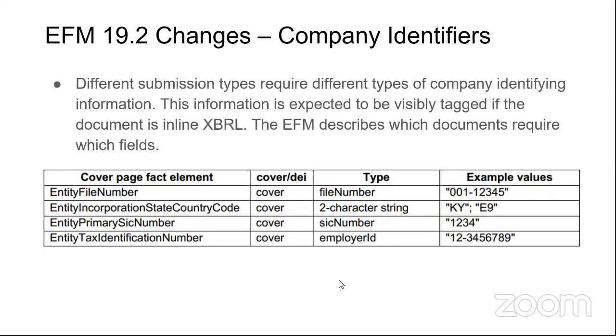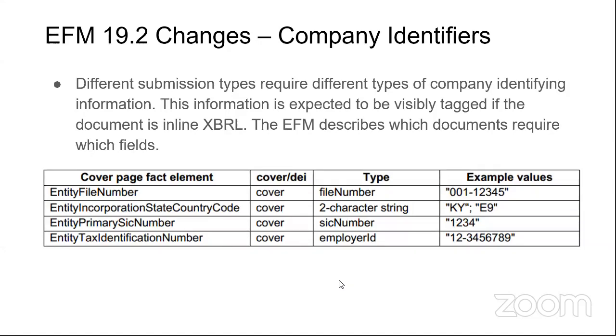So let's take a look at a couple of other elements that are being added in the new EFM. There are also company identifiers that need to be added. These are going to be required in some form on most filings. Some forms have different requirements than others, and you should check the EFM to see exactly which forms require which. But if one of these elements is required, you actually have to use the element.